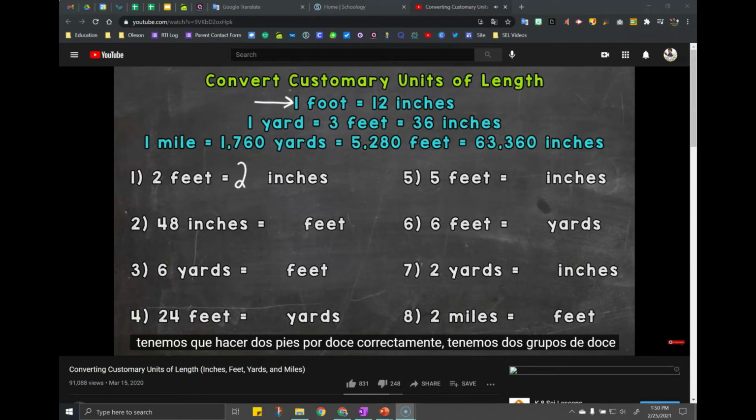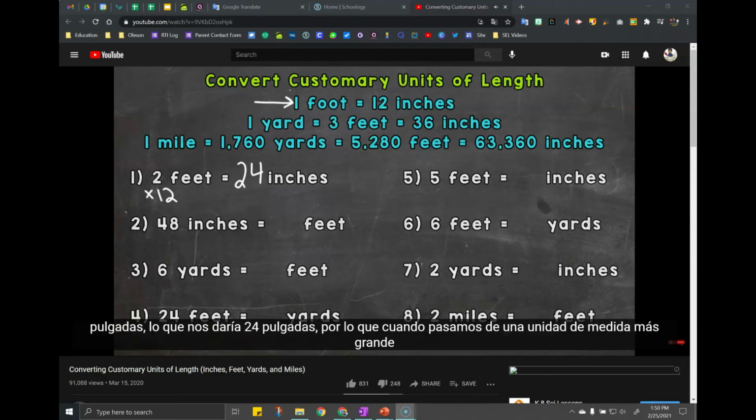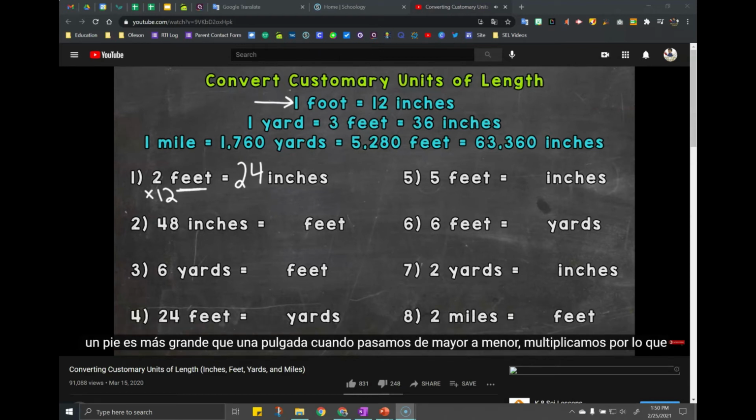We need to do 2 feet times 12, right? We have 2 groups of 12 inches, which would give us 24 inches. So when we go from a larger unit of measure, a foot is larger than an inch, when we go from larger to smaller, we multiply. So keep that in mind.